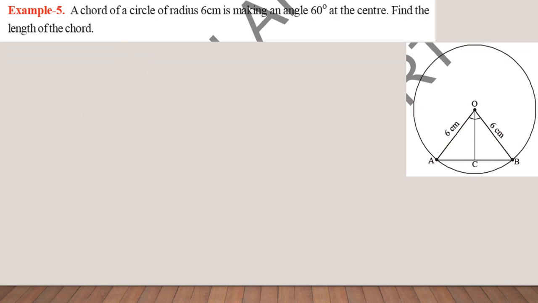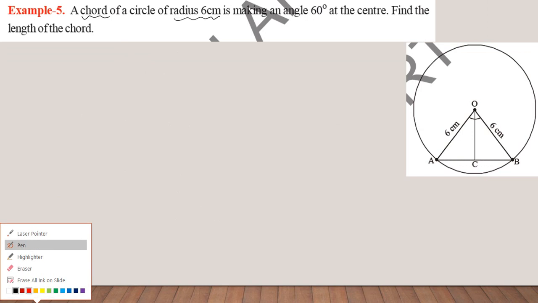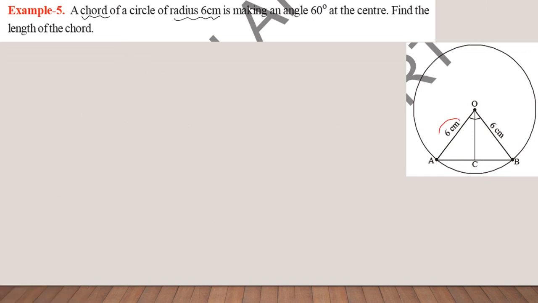See, this question is involving a circle. A chord of a circle of radius 6 centimeters. So there is a chord whose radius is 6 centimeters. So this is 6 centimeters and this is also 6 centimeters. Now it is making an angle of 60 degrees at the center. Then find the length of the chord.